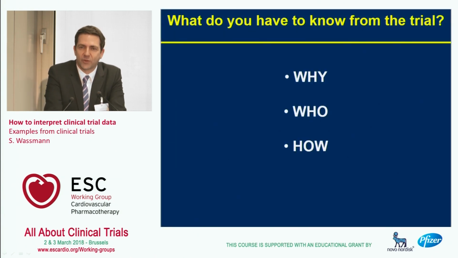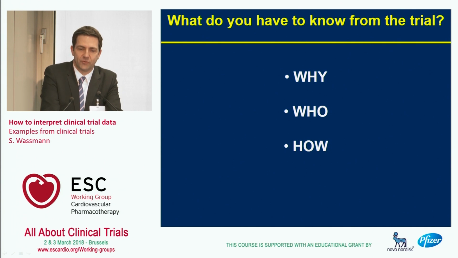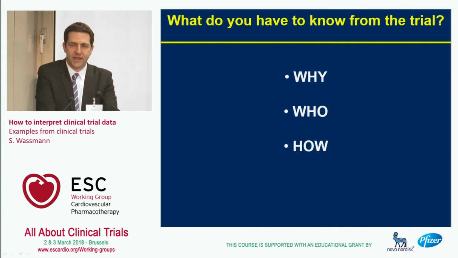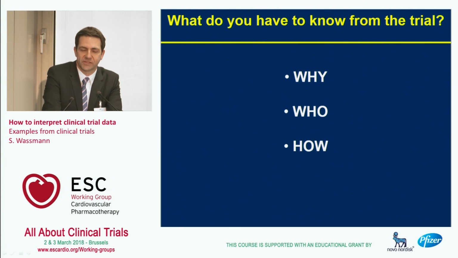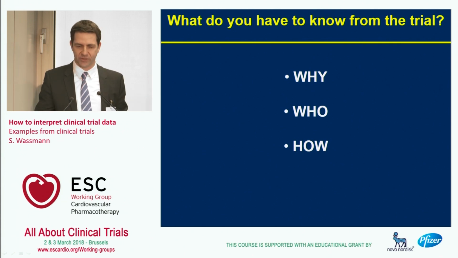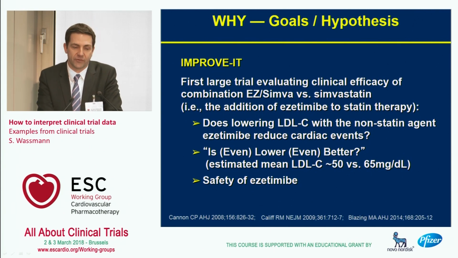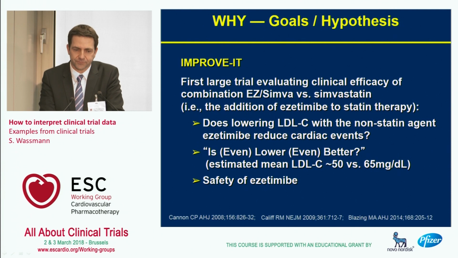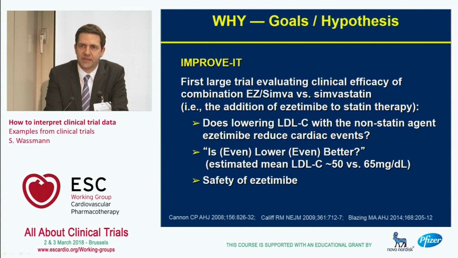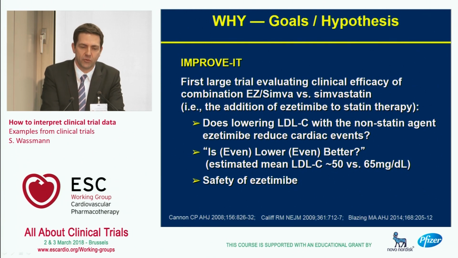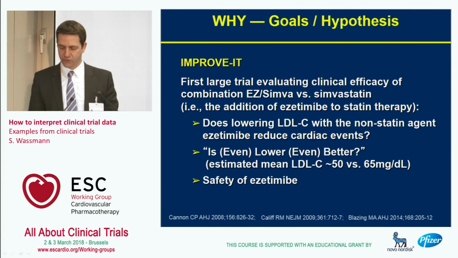Okay, I would like to start with this. There are 3 questions you have to ask yourself when you look at a clinical trial: why was it done, who was studied, and how was it done? So 3 simple questions. The why is the hypothesis of the trial. We picked the IMPROVE-IT trial, a big study in ACS patients investigating the value of ezetimibe in lowering cholesterol and events in patients post-ACS.